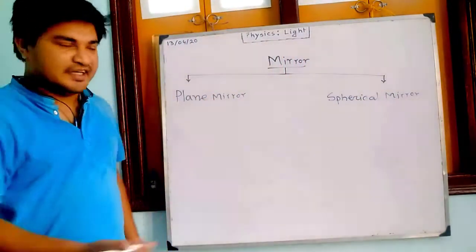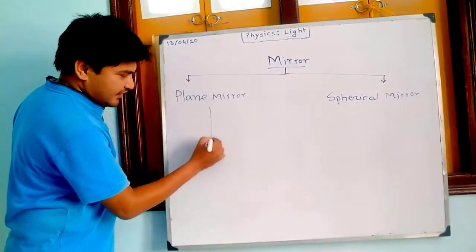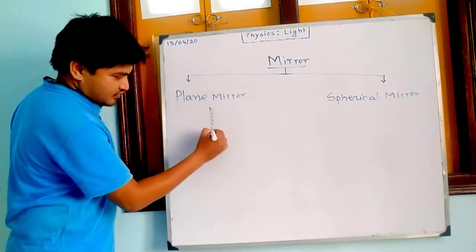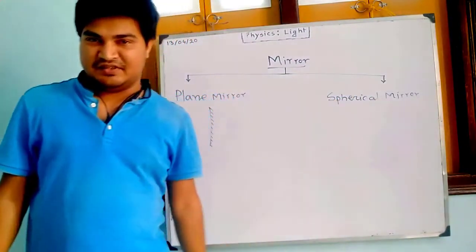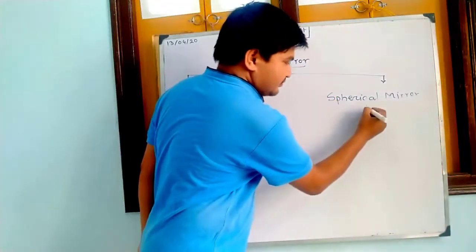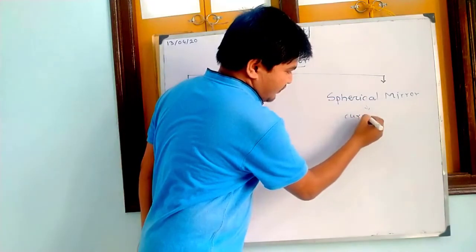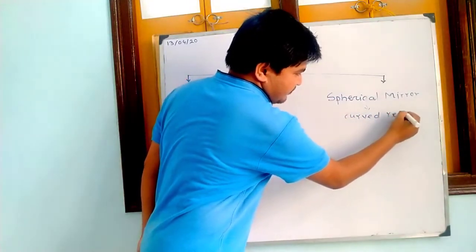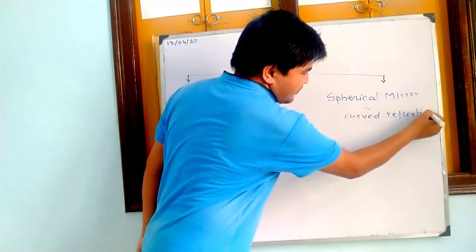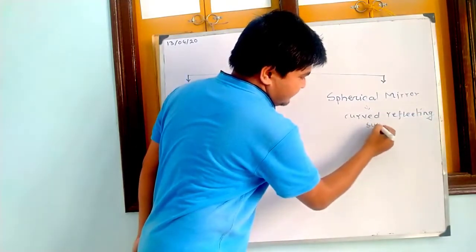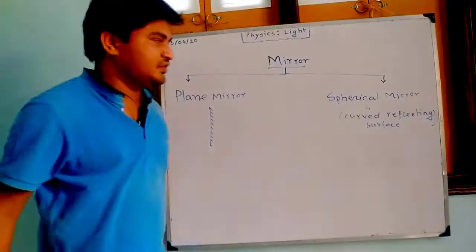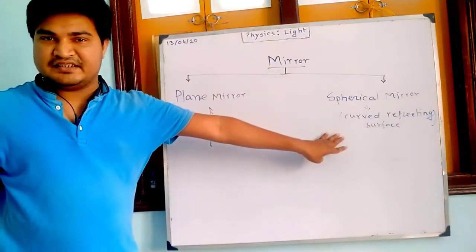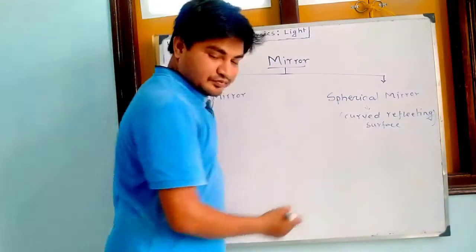So a plane mirror is a type of mirror that has a flat reflecting surface. And a spherical mirror is a type of mirror that has a curved reflecting surface. And this spherical mirror is again classified into two different groups.